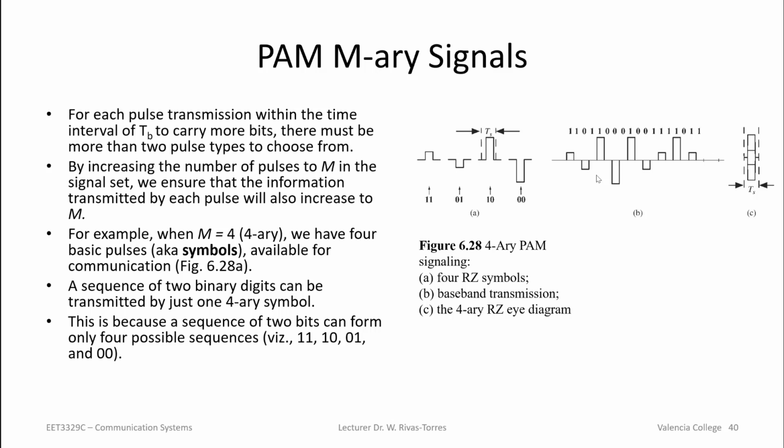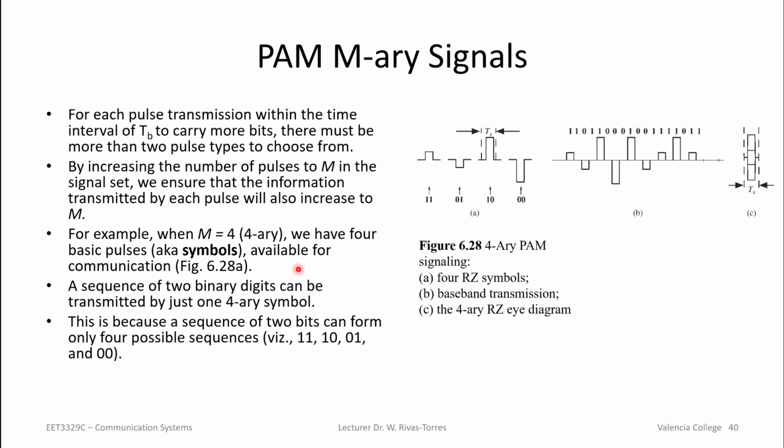So let's look at pulse amplitude modulation signals. We've looked at the single-bit ones, but let's look at an M-ary one. For each transmission within the time interval TB, we want to carry more bits. But in order to do that, we must have more than just two pulses. So by increasing the number of pulses to M in the signal set, we can transmit more information per pulse. Let's look at this example of M equals 4.